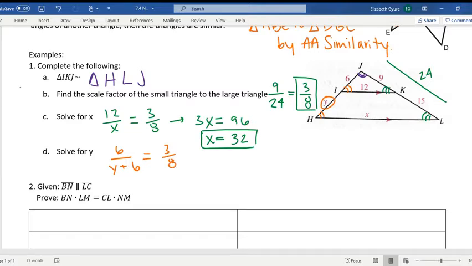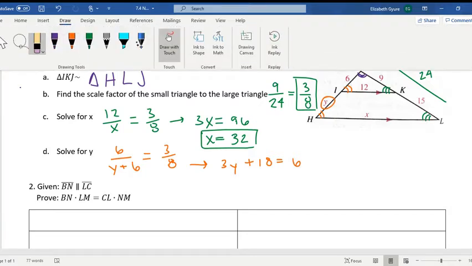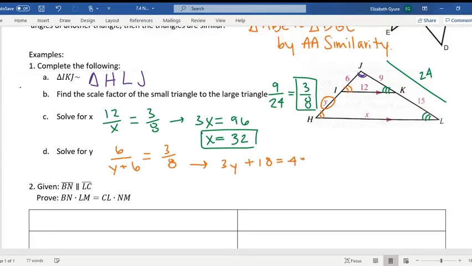And then we're again going to apply our means extremes theorem. And I'm just going to go ahead and do my distribution here. So that would give you 3y plus 18 equals 48. Subtract that over to get 30, and y would have to equal 10.